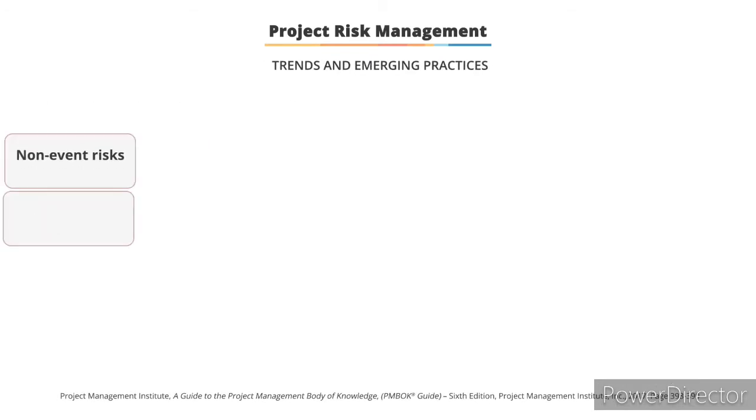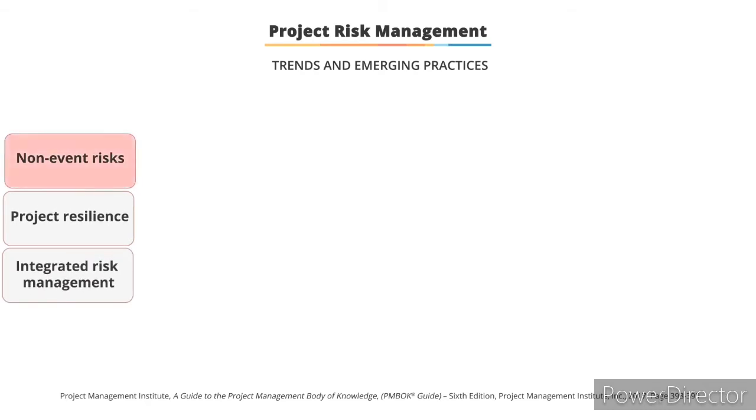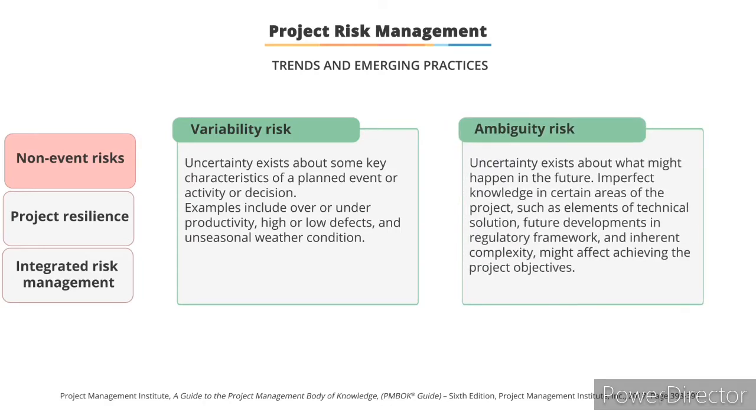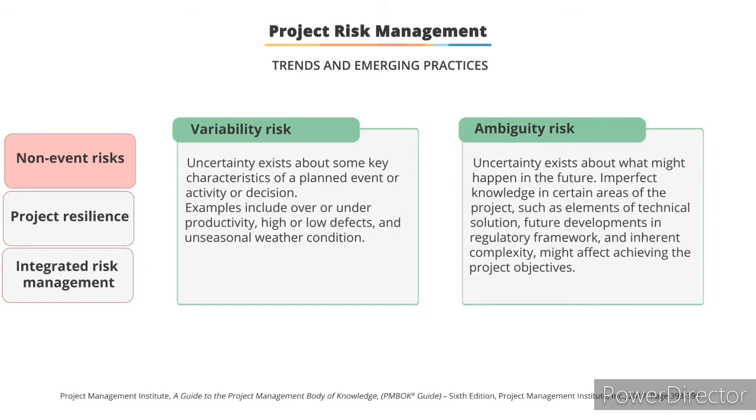Some of the evolving trends in project risk management include non-event risks. There are two main types of non-event risks. Variability risk, which is uncertainty that exists about some key characteristics of a planned event or activity or decision. Examples include over or under productivity, higher or lower defects, and unseasonable weather conditions. And ambiguity risk. Uncertainty exists about what might happen in the future. There's imperfect knowledge in certain areas of the project, such as elements of technical solution design, future developments in regulatory frameworks, and inherent complexity, which might affect achieving the project objectives.